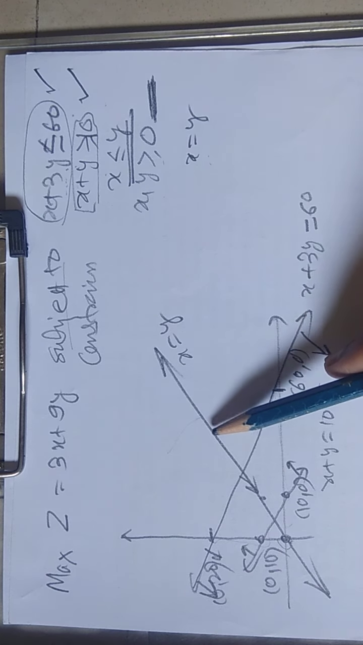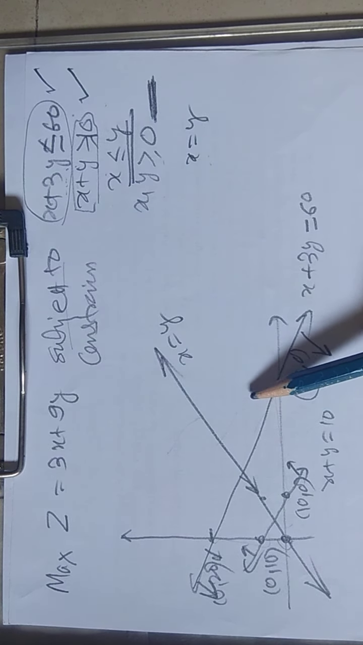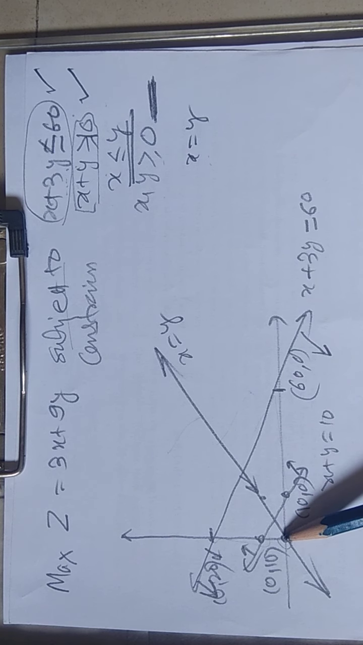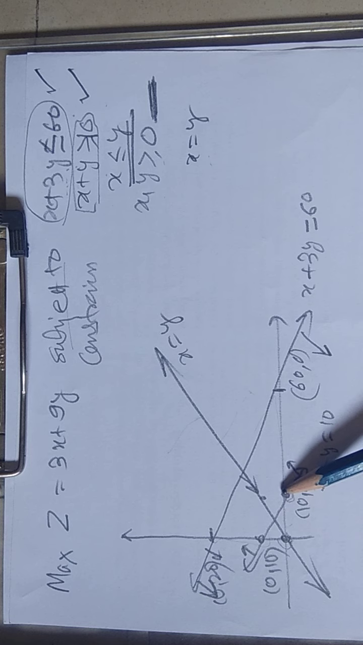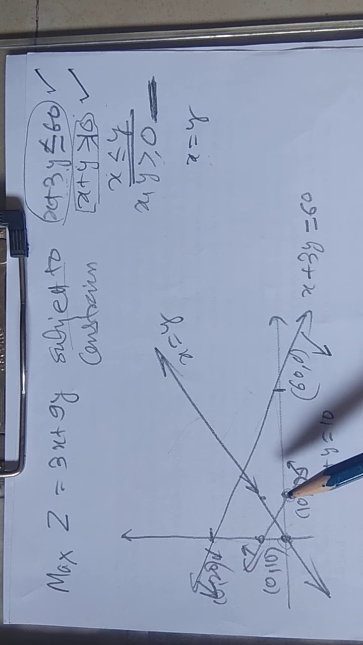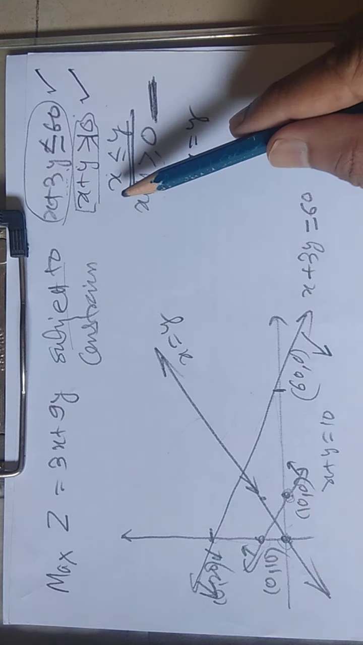Whether it will go on this side, left-hand, upside or downside? What is to be done? Can I put 0? No, because the line is passing through 0. So I am just selecting a point on the x-axis. You can select either on the x-axis or the y-axis. It is 10, 0. I am putting 10, 0 over here.